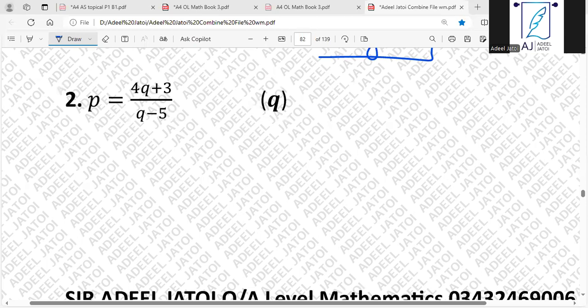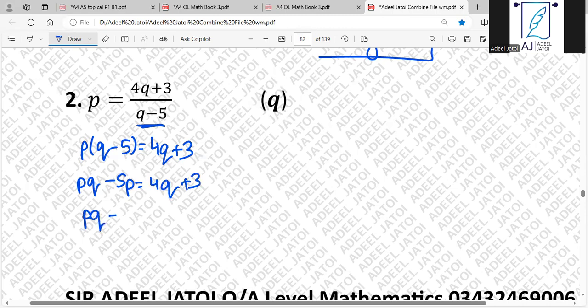Since you need to make q the subject here, I can see it is being divided, so it will get multiplied on the other side. Do you agree? Right? 4q plus 3. This will be what? 4q plus 3. Now, can I just say that p is being multiplied? So this will become pq minus 5p is equal to what? 4q plus 3.